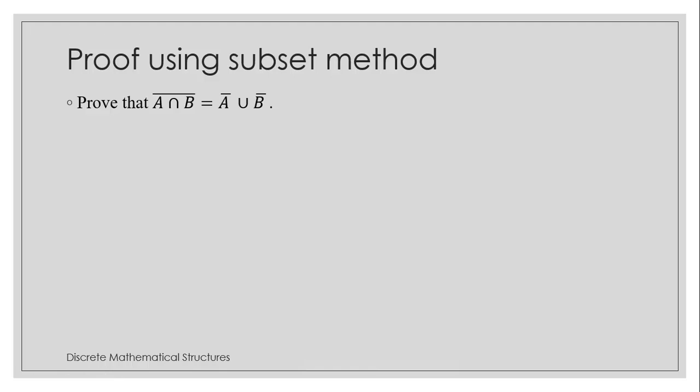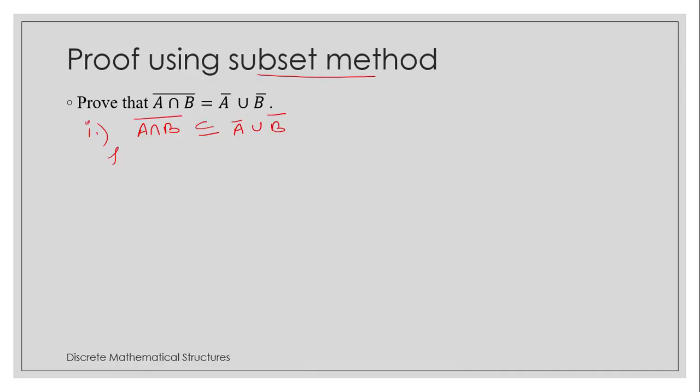So now proof using subset method. Prove that (A intersection B) complement is equal to A complement union B complement. Now for subset method, there will be two parts. First part is that (A intersection B) complement is a subset of A complement union B complement. Now for this, we have to prove that any element X that belongs to (A intersection B) complement also belongs to A complement union B complement.